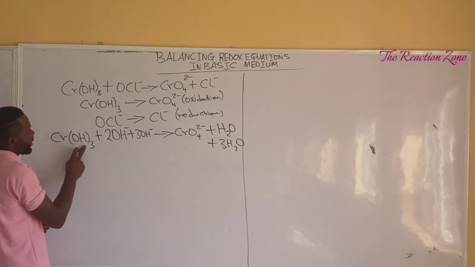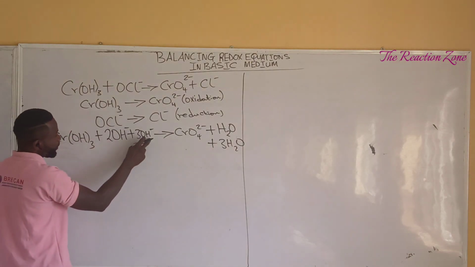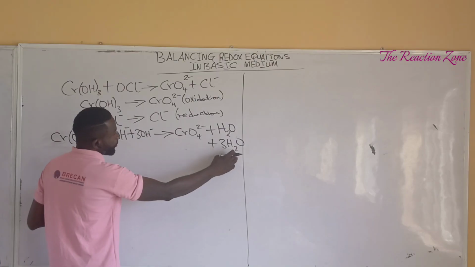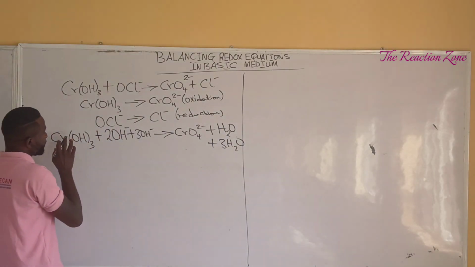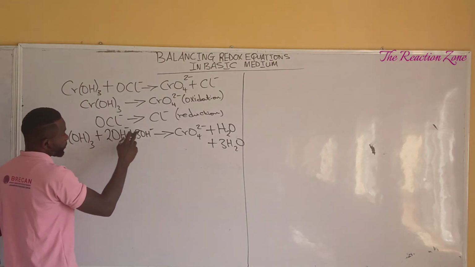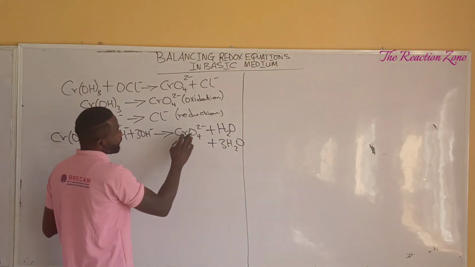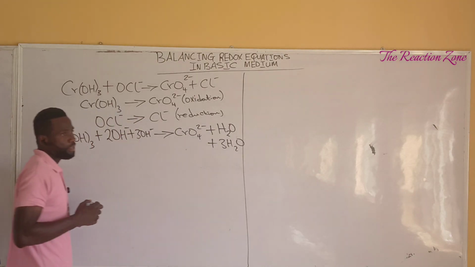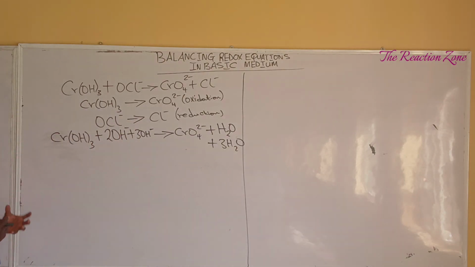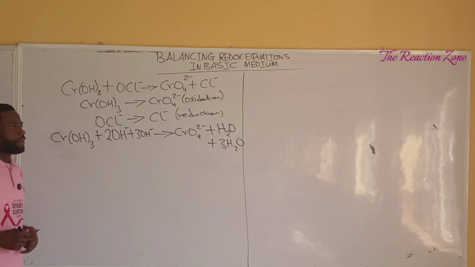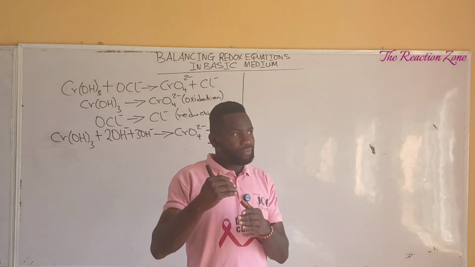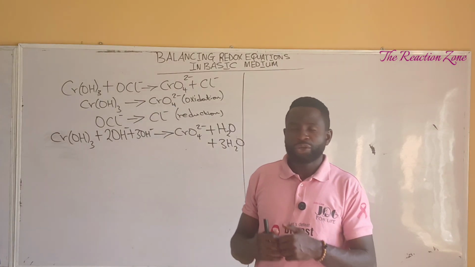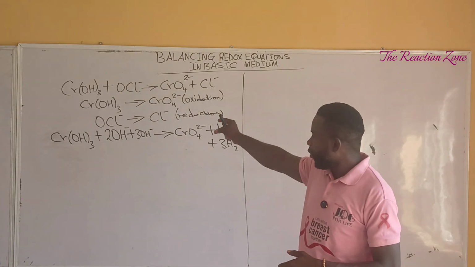Let us check. 3 hydrogen atoms plus 2 plus 3, that is 8. 6 hydrogen atoms plus 2, that is 8. Oxygen atoms now will be 3 plus 2, that is 5 plus 3, 8. And this is 4 plus 1, 5 plus 3, 8. So we have seen that now oxygen and hydrogen atoms are balanced.